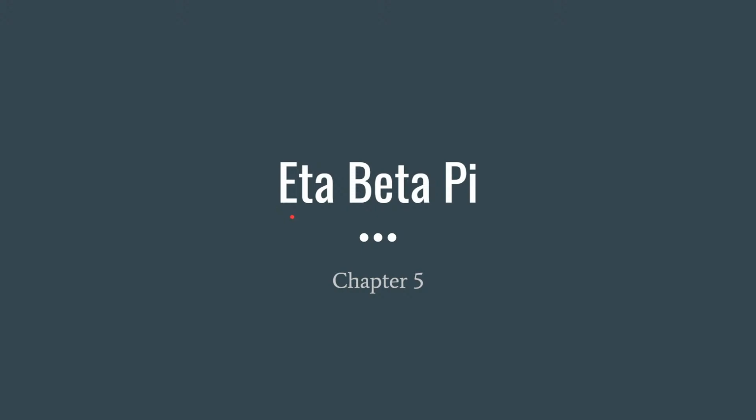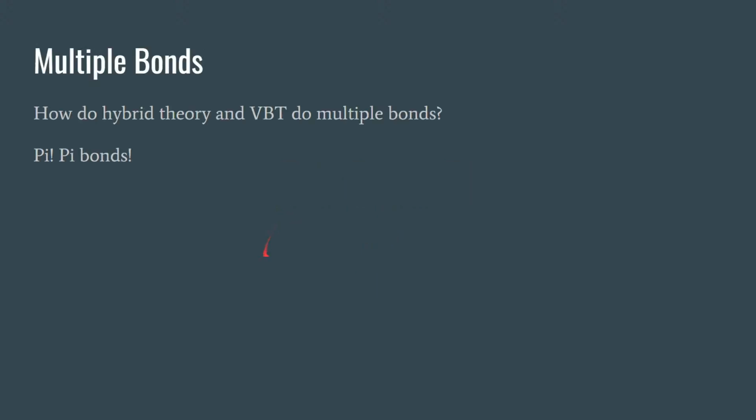Eta beta pi. So here I'll be talking about pi bonds. So, hybrid theory and valence bond theory and multiple bonds. Pi. We're talking about pi bonds.